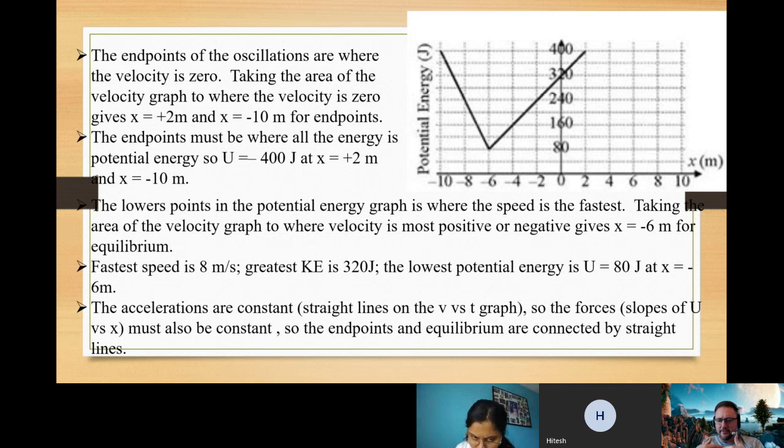This actually I didn't put in there. This was put in by the person who provided the key. I don't think it's needed because it didn't ask for anything like that. The accelerations are constant. Now this is why they put it in, but I would have phrased it differently. The accelerations are constant, straight lines on the V versus T graph. So the forces, slopes of U versus X must also be constant. So endpoints at all equilibrium are connected by straight lines.